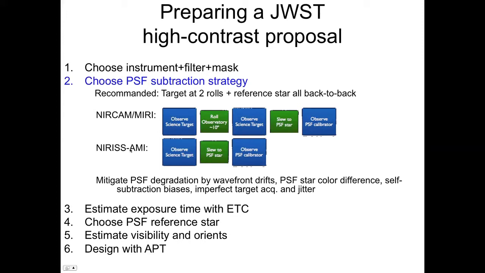For the NIRISS AMI observation, basically you don't need to roll the observatory unless you're interested in expanding the exploration of the baseline, so basically the UV plane. But if you don't want to do that, the only thing you need to do is to observe the target, move to your PSF reference star, and then re-observe it under the same mode. So basically, by adopting this strategy, you will mitigate the PSF degradation by the reference drift, the star color difference between your PSF and your target, self-subtraction biases, as I said, but also the imperfect target acquisition and the jitter of the observatory during a single sequence.